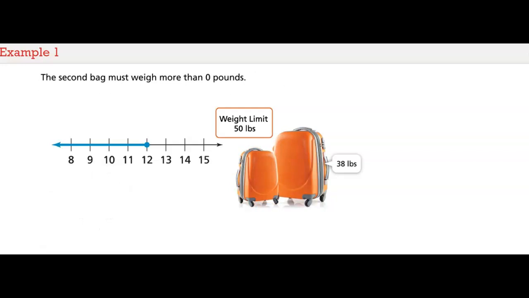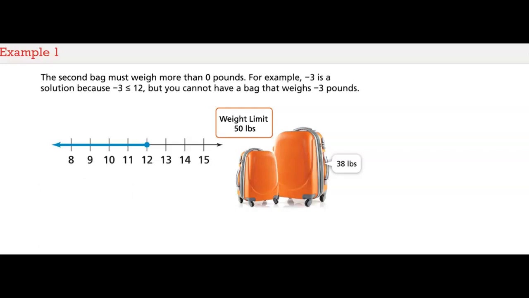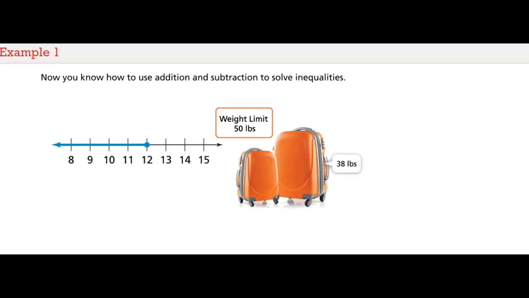In the real-world answer, the second bag must weigh more than 0 pounds. For example, -3 is a solution because it is less than 12. But you cannot have a bag that weighs -3 pounds. Now you know how to use addition and subtraction to solve inequalities.